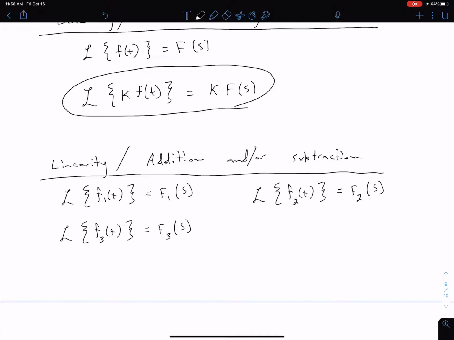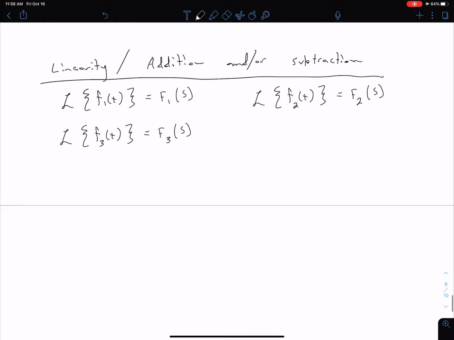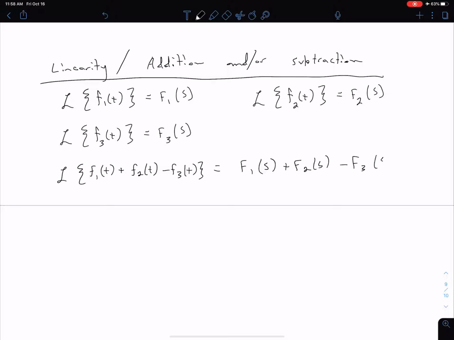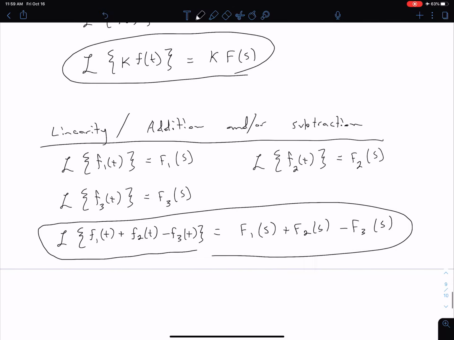We know these three functions and their Laplace transforms. So now, what if we wanted to find the Laplace transform of f1 of t plus f2 of t minus f3 of t? Again, this one is pretty straightforward in terms of our integration, because we can break the integrals up and have three integrals. So our end result is that the Laplace transform of that is F1 of s plus F2 of s minus F3 of s. That would be our addition or subtraction property.